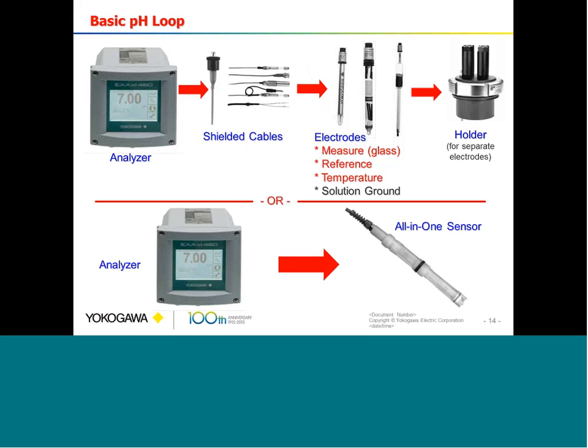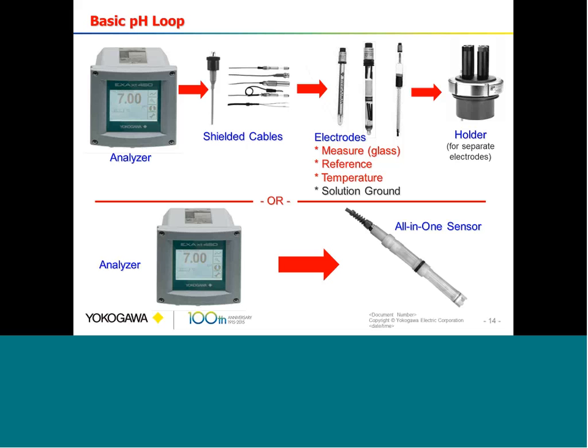You've got the pH measuring electrode, the reference electrode, the temperature electrode we referred to a minute ago, and also something called solution ground. These can be either separate electrodes or all contained together in one body. The cables themselves can be separate, and you can disconnect them at the sensor, or they might be integral as the all-in-one style has.